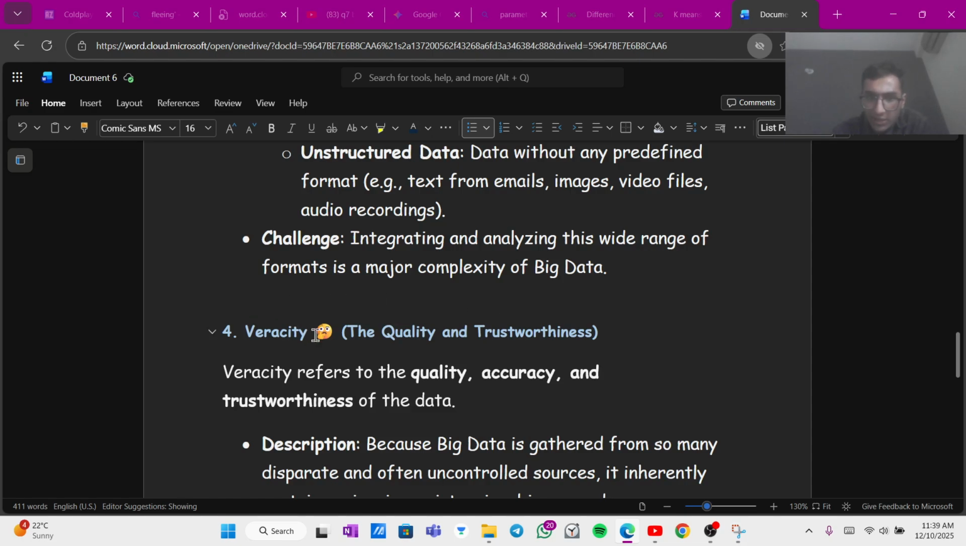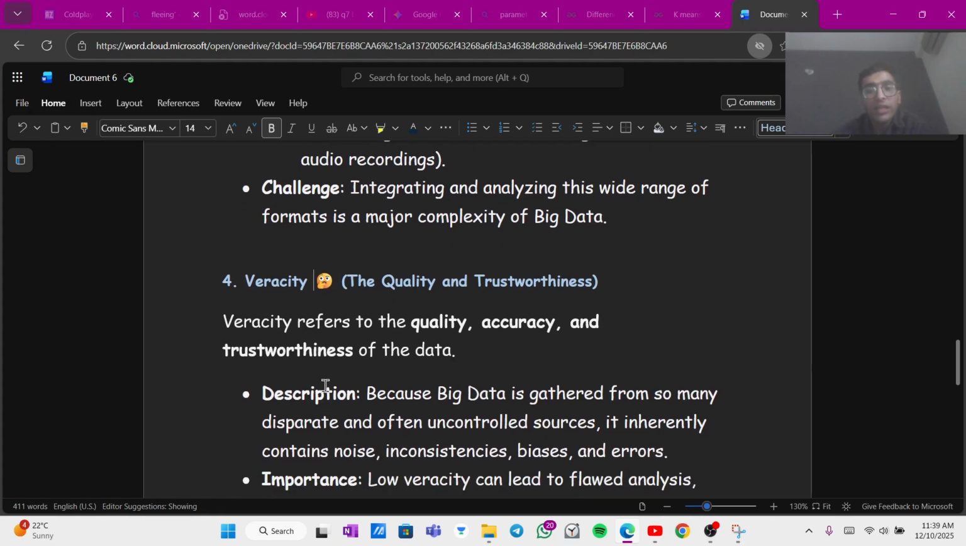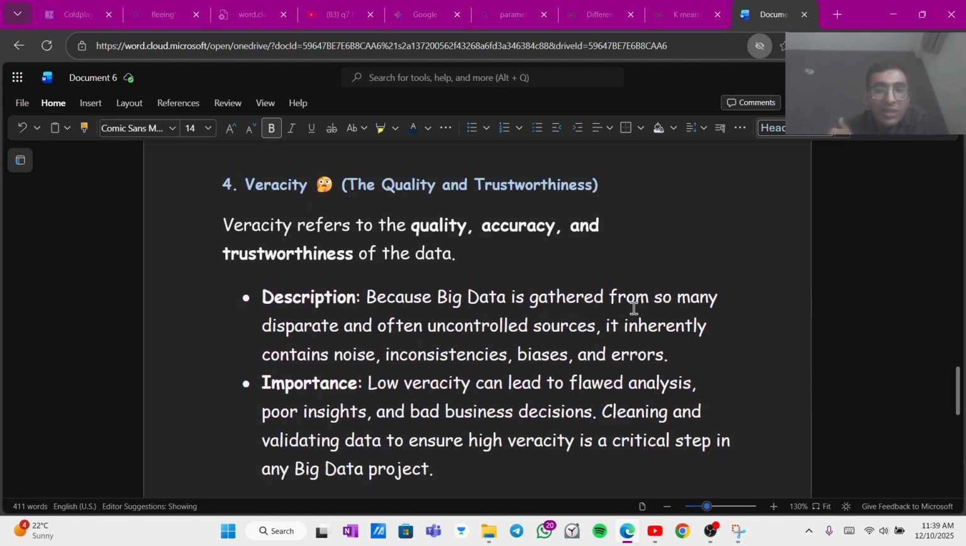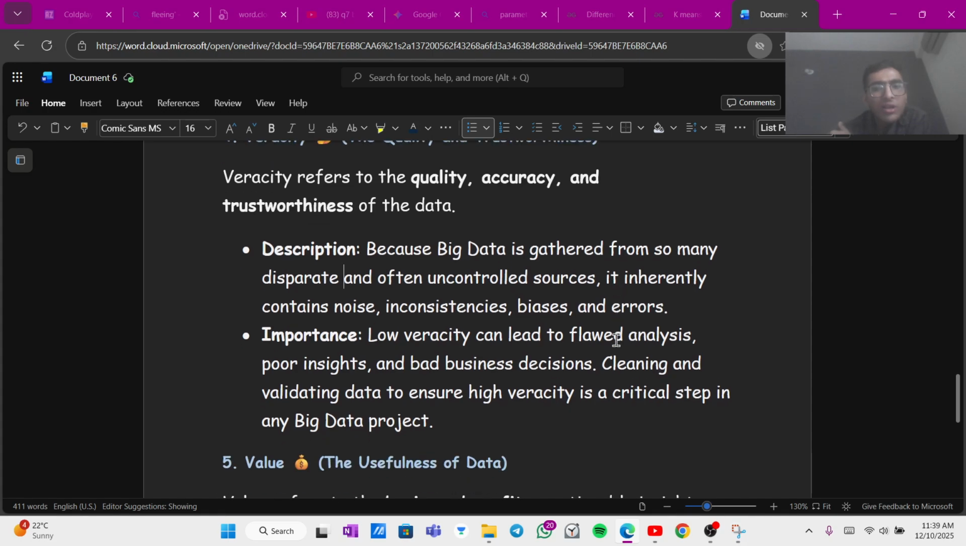The fourth one is veracity. Well, that's a beautiful word. In Hindi, it means satyata, how much truth there is in the data, what the quality of the data is, how accurate and precise our data is, can we trust it, or is it spurious data? The description: big data is gathered from so many disparate, meaning different and often uncontrolled, sources. We can't control that I want data from this source, this source, this source.